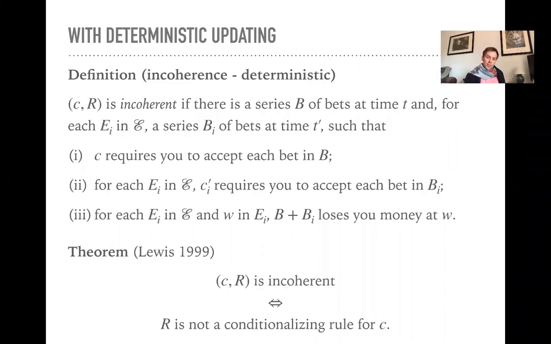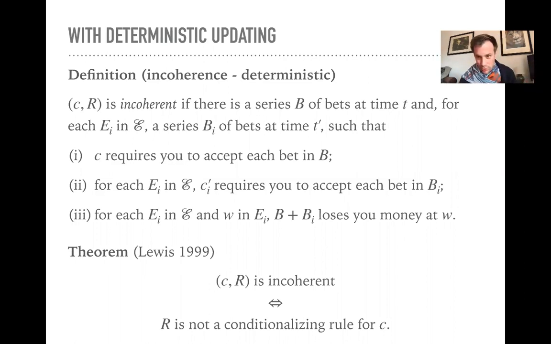Okay, so here's how it goes in the first place. Dutch book arguments, standard sorts of things. One of the things your credences do is they require you to make particular choices. In particular, they require you to choose whatever option is presented to you that maximizes your expected utility.